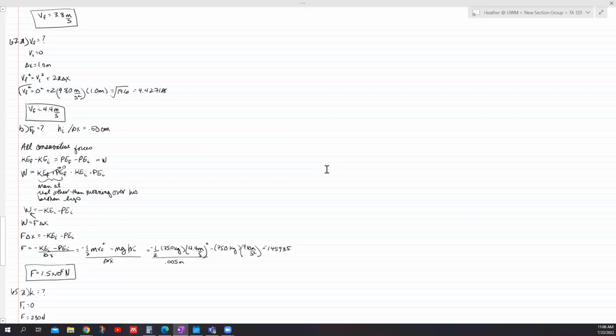All right. A 75 kilogram imp steps out a window and falls from rest a distance of 1.0 meters to a sidewalk. What is his speed just before his feet strike the pavement?